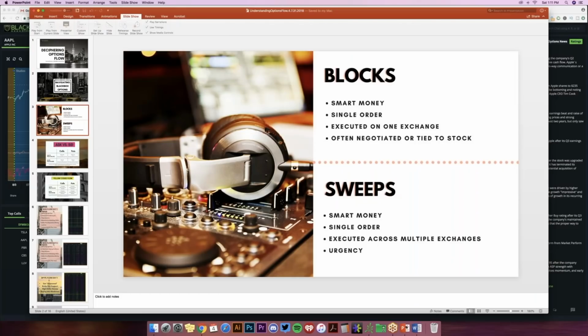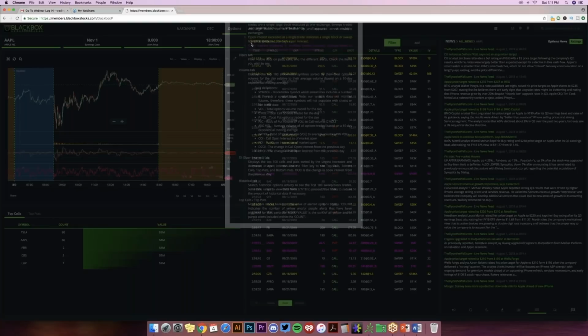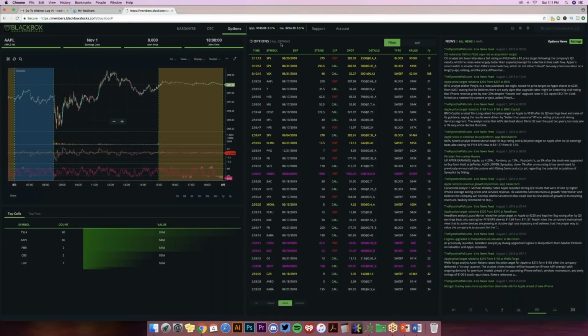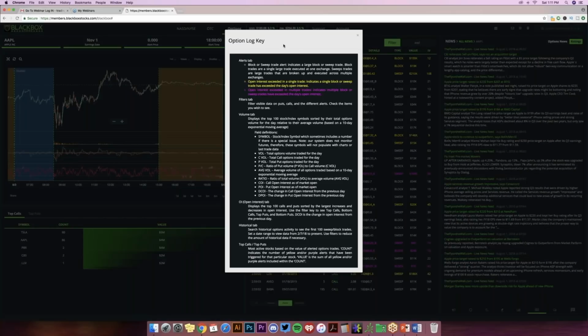And let me jump back over here to the system. Over here, you'll see that it's color coded. There's white, there's yellow, there's magenta. In our alert key, if you look over here next to the word options, there's a little question mark. If you hover over it, it'll pull up. Anything that comes through in white indicates that a large block or sweep has come through. It also gives you a little explanation of the difference between a block and a sweep. So it's just a normal block or sweep coming through.